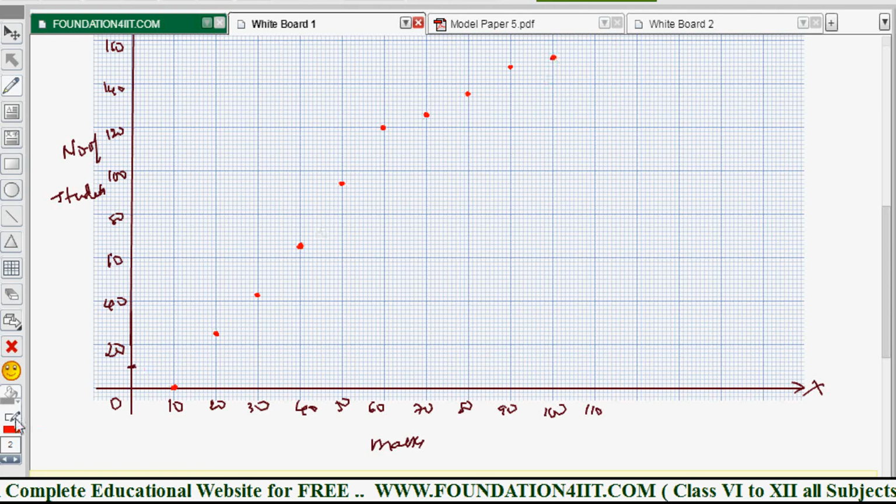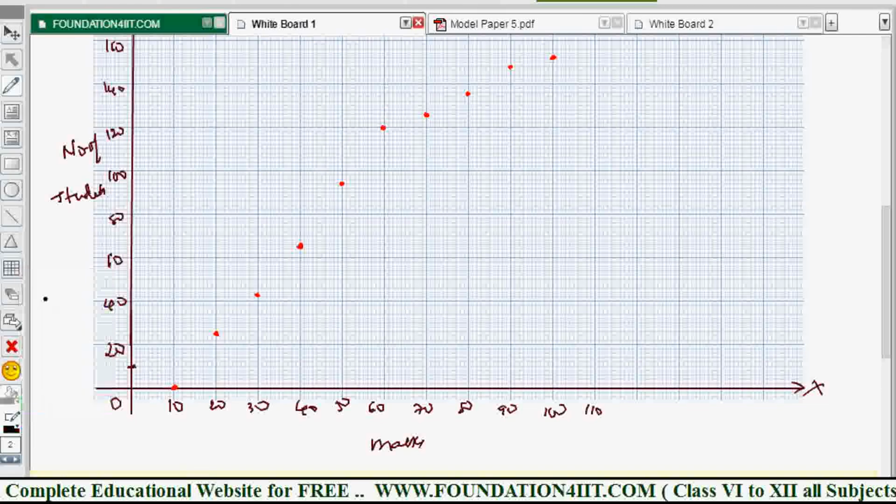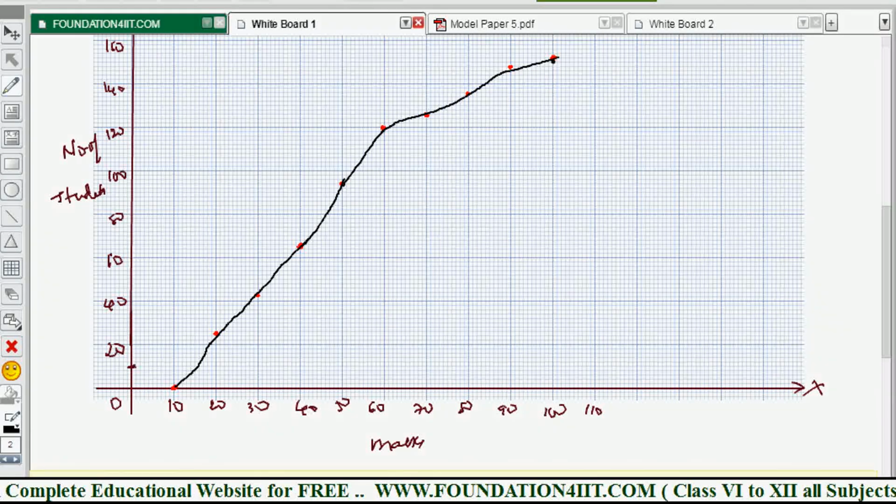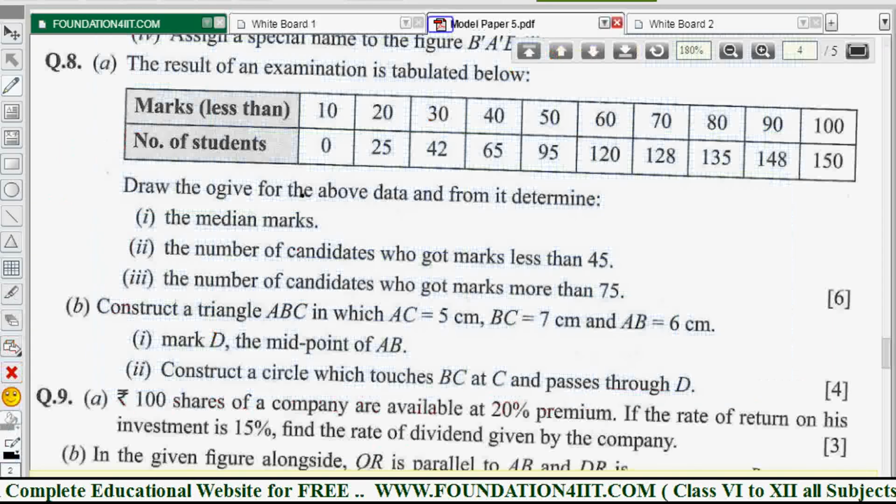Let us join these points. After joining with freehand, we can find out the answers according to the given questions. Join this curve. Now we will answer the questions as asked. First one is find the median marks.